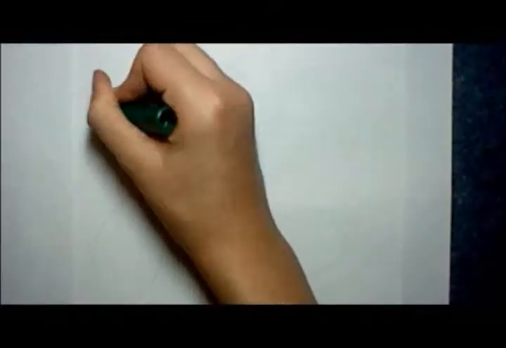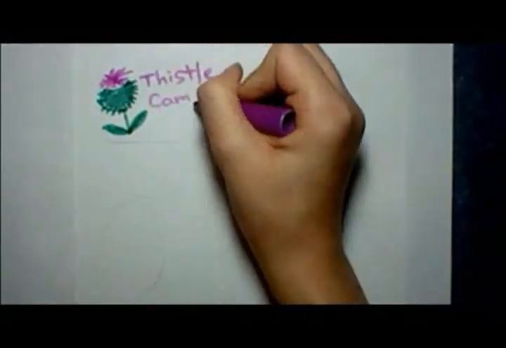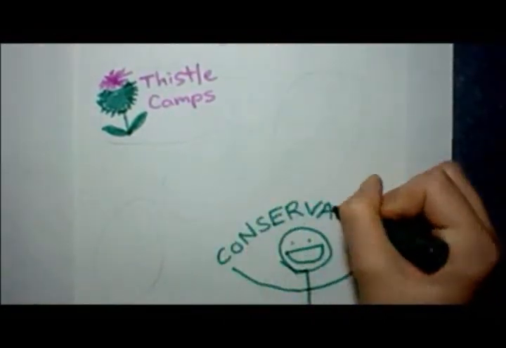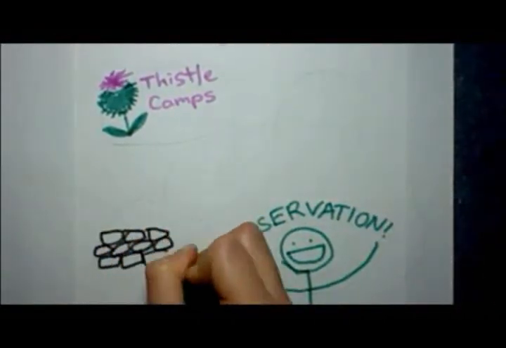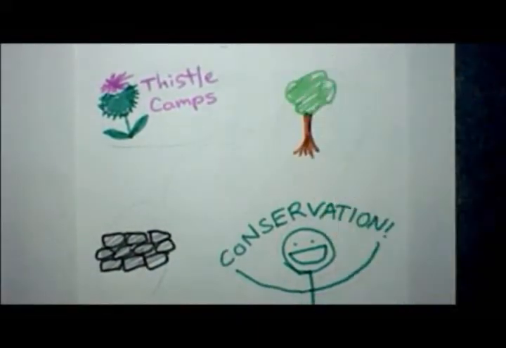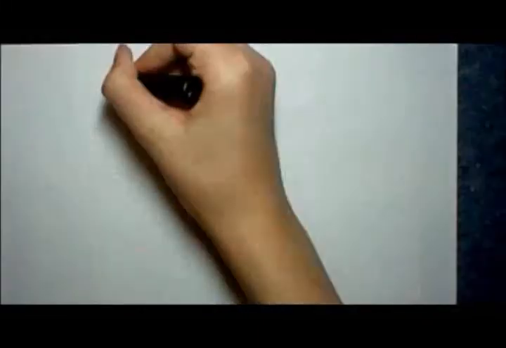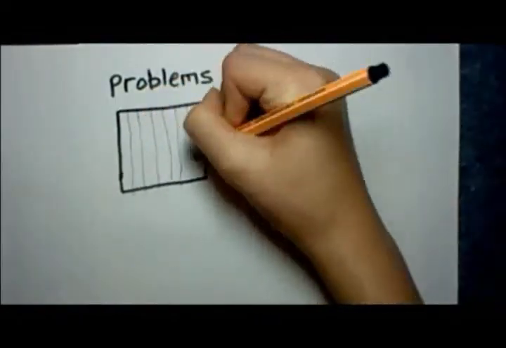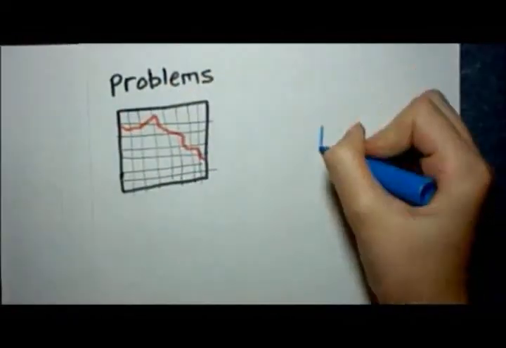The Trust runs thistle camps, which encourage people to come and help conserve the natural landscape, with repairing dry stone walls, diking, tree planting, and bracken pulling. Overall, there has been a reduction in these problems, so the solutions are working well.